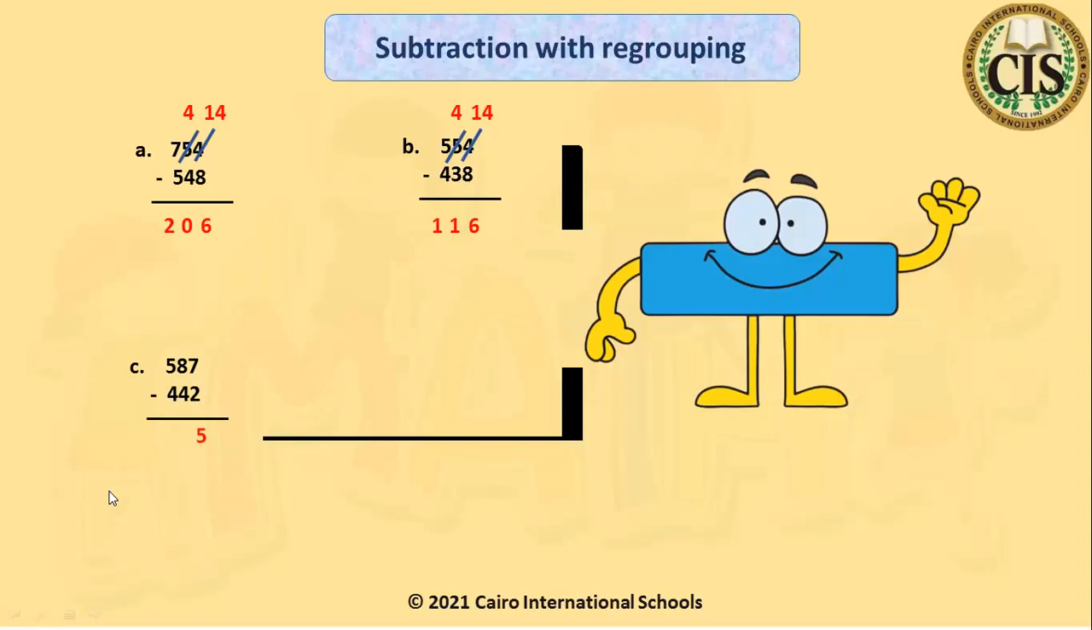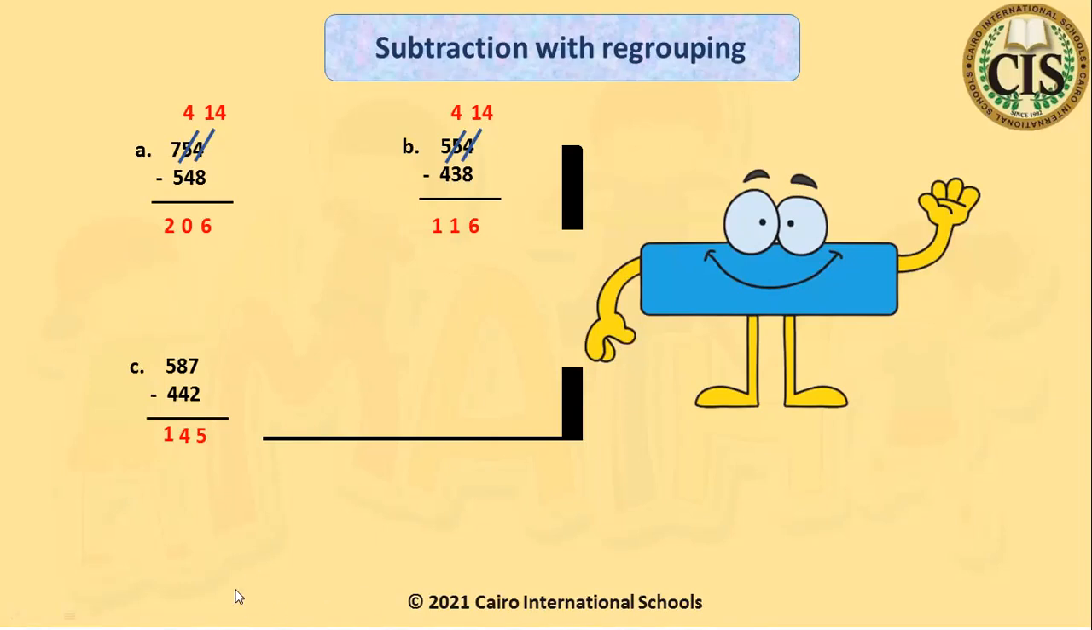8 minus 4 equals 4. Very good. 5 minus 4 equals 1. Very good, Khadija. Excellent. Thank you, Khadija. Very good, Farah, Huda. Very good, excellent, Hala. All of you excellent.